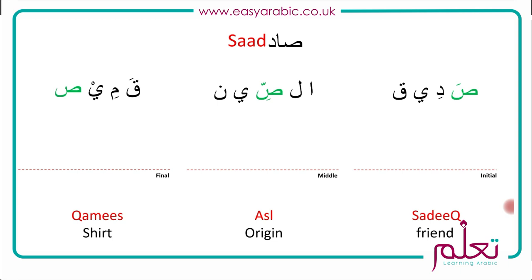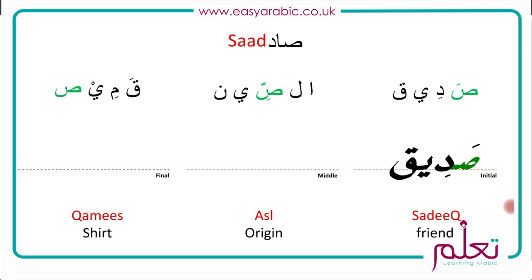Next we have the letter Sad. So the first word is Sadiq. So Sad. Now when you write the Sad, as from the previous lesson, you always put the kink in. Sad. Then we have the letter Dal, and the letter Ya, and the Qaf. That's Sadiq.